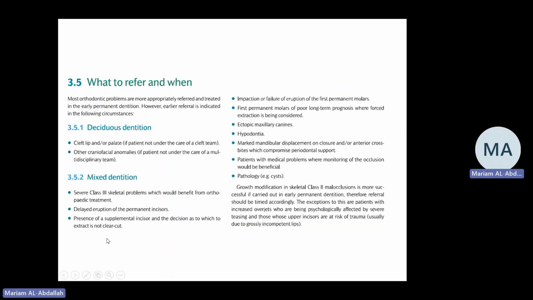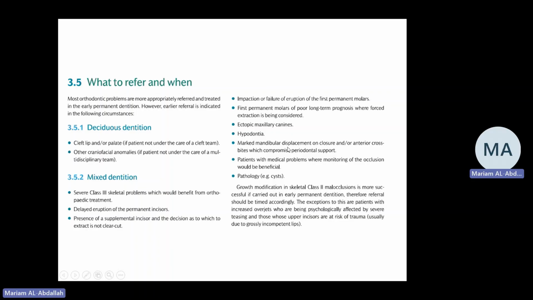And as we already covered, patients with severe class 3 skeletal problem, they can benefit from orthopedic effect using face mask, as we said. Please refer to the orthodontist. Delayed eruption of the permanent incisors, go back to the Royal College of Surgeons of England's guidelines. Presence of supplementary incisor, decision to extract or not, and when to extract also already been explained. Impaction or failure of eruption of the first permanent molars is what we call ectopic molars. First permanent molars of poor prognosis. Again, we talked about the new guidelines in March 2023. Ectopic maxillary canines, we talked about this.